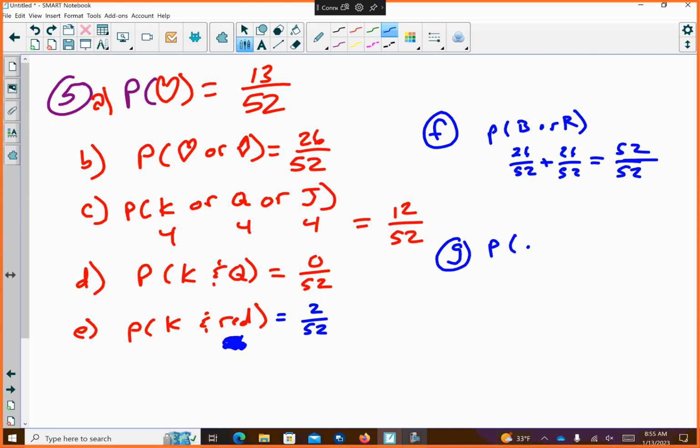And then letter G, probability of getting an ace or a diamond. Okay, so a diamond, there's 13 of them in the deck. An ace or a diamond. So that means I have 2 other aces in the deck of cards. So that's going to just give me a 15 out of 52 chance.